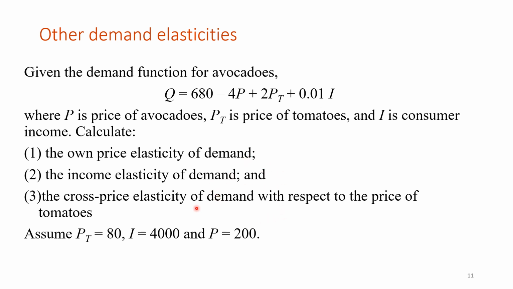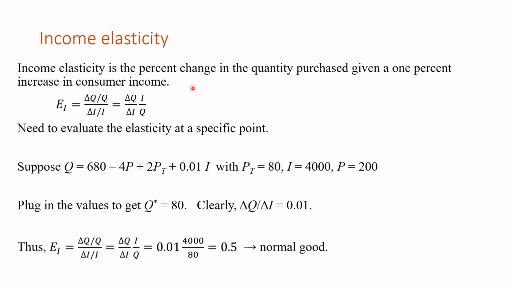The only change in the formula is that instead of using P, we now use changes in PT and changes in income, but the formula remains the same. We can see this by first looking at the income elasticity, which is the percent change in the quantity purchased given a 1% change in consumer income. Here's the formula. In this case, we've called it E sub I, the elasticity with respect to income. It's delta Q over Q divided by delta I over I, which we rewrite as delta Q over delta I times I over Q. And we evaluate that, of course, at a specific point.